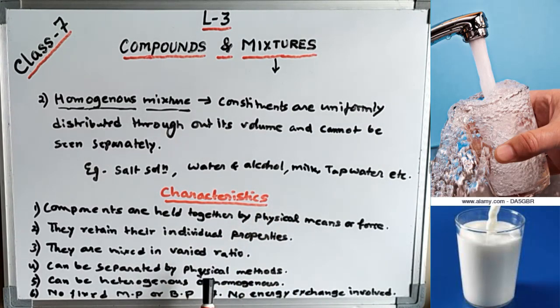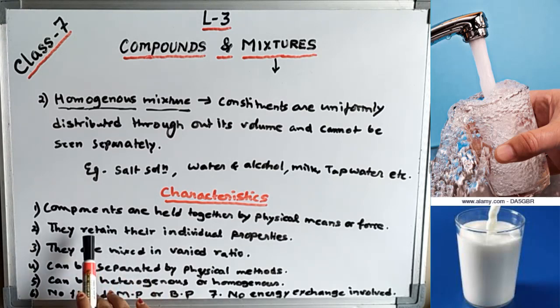So I have told you many examples of homogeneous mixture. In your book also it is given there. So please try to learn the different types of mixture from the book. Now coming to the next topic, that is the characteristics of mixture. Before I start the characteristics of mixture, in the definition of mixture also I have told a few of the characteristics.